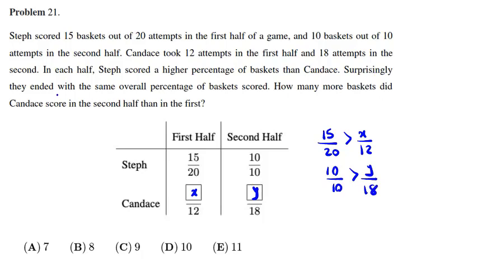Now, surprisingly, they ended with the same overall percentage. So at the end, it will be 25 from 30, 15 plus 10, and x plus y baskets over how many attempts? 30. It says they are equal, so you understand x plus y equals 25 because all of them are 30 attempts. How many more baskets did Candace score in the second half than the first? So y minus x is what?